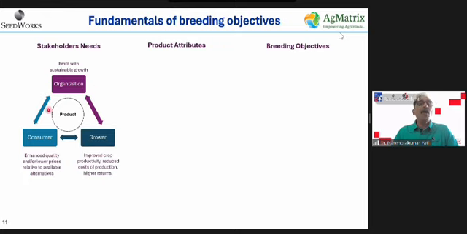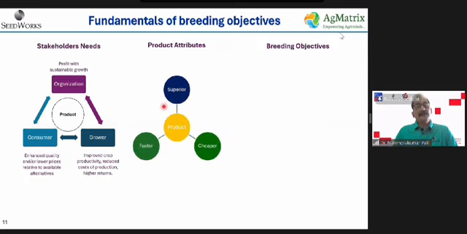So this is how all the stakeholders are there. Being a researcher or a breeder, you have to be careful and mindful about all three. And then accordingly, you have to define your product. So how should the product be defined?